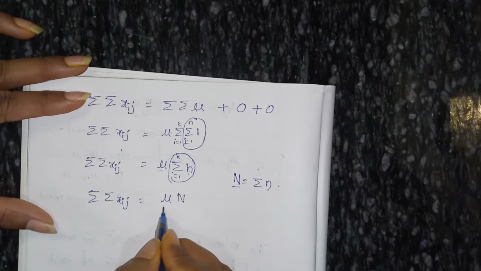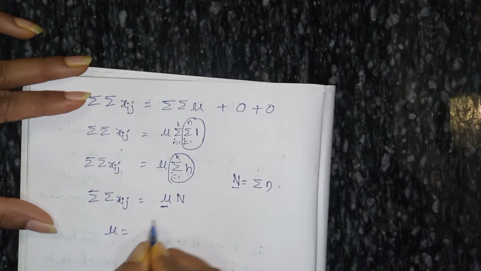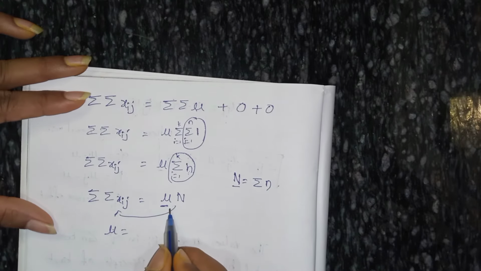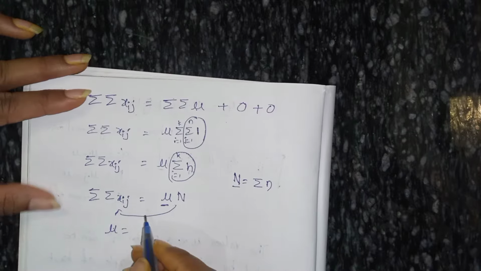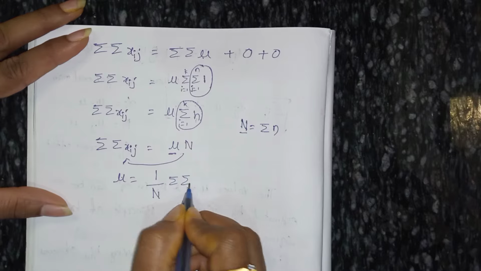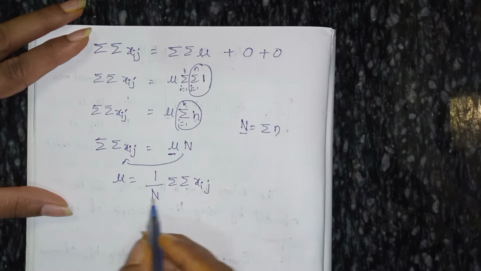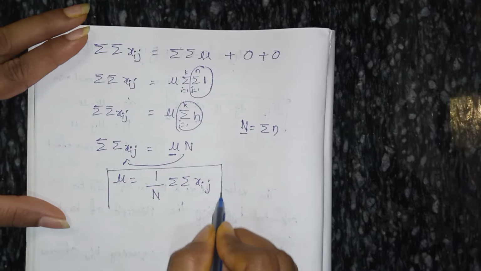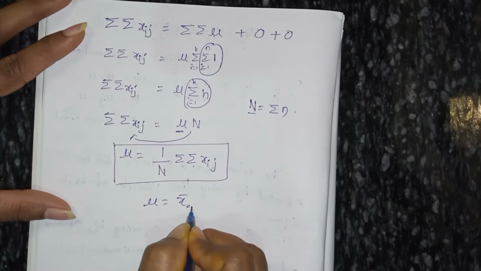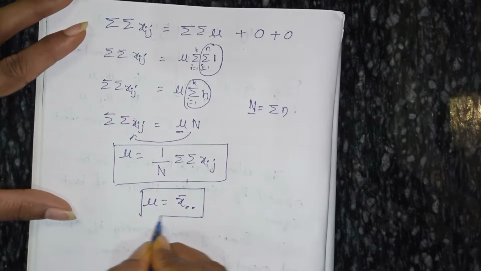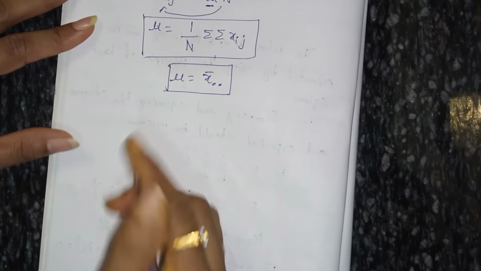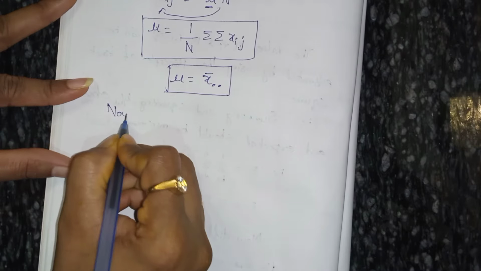Here now we want this mu value, no? So mu equals, this N comes to this side. It is in the form of multiplication, and when it comes here it becomes division. So 1 by N summation xij. This is the value of mu, or else we can write this as mu equals x bar double dot. Okay, so this is about mu.